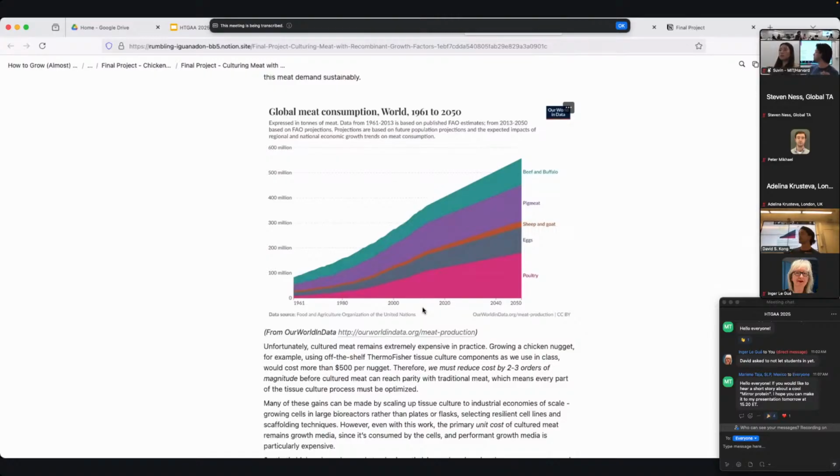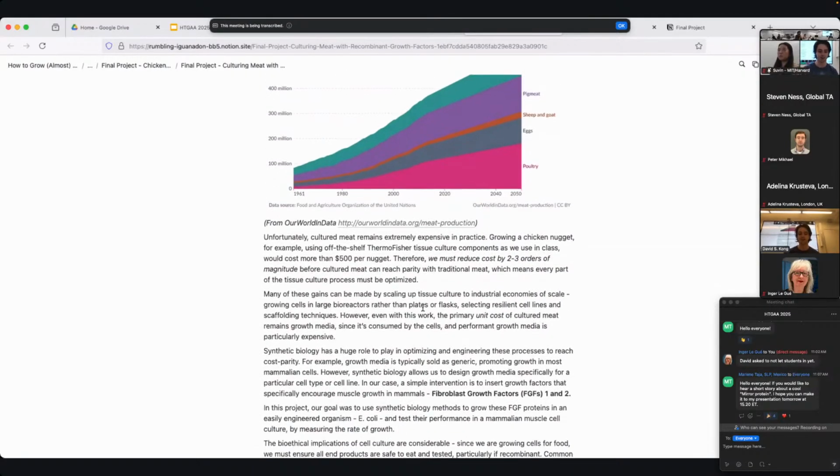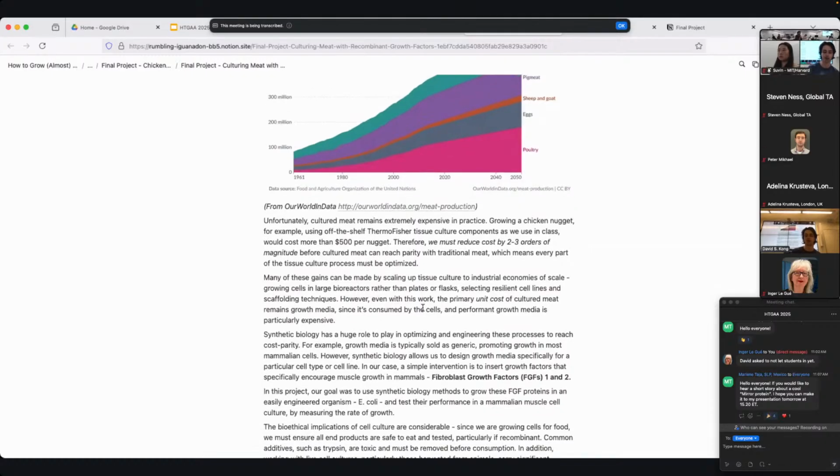The issue with this is it's super expensive. If we're going to use off-the-shelf Thermo Fisher parts like we do in this class, it would cost, by my estimation, $500 to $1,000 for a single chicken nugget. So it needs to be 100 to 1,000 times cheaper. And that's the project that cultured meat has been on. And this is what synthetic biology can help with.